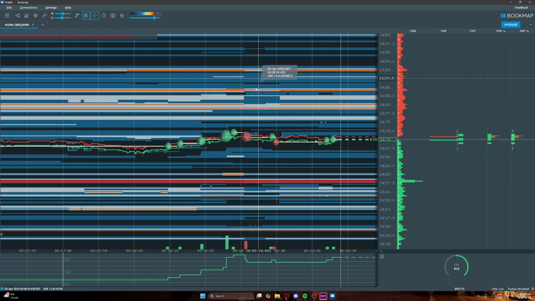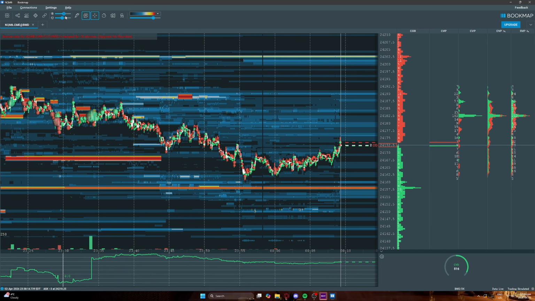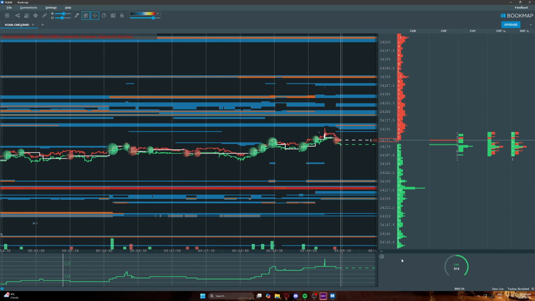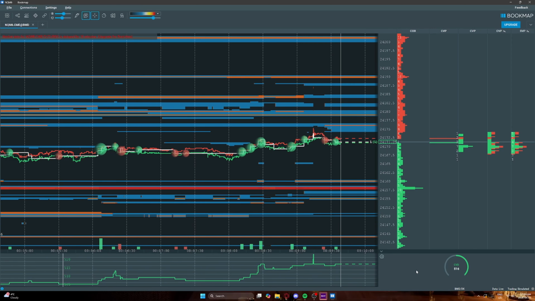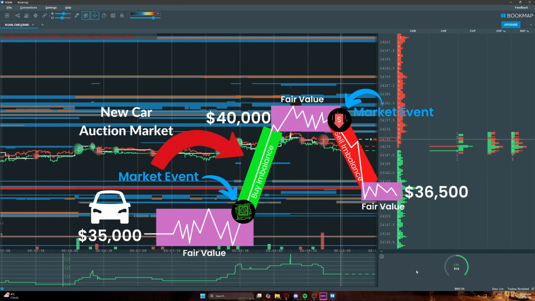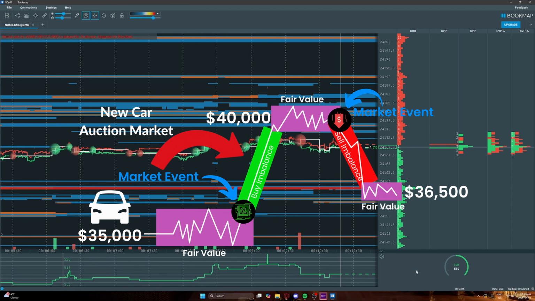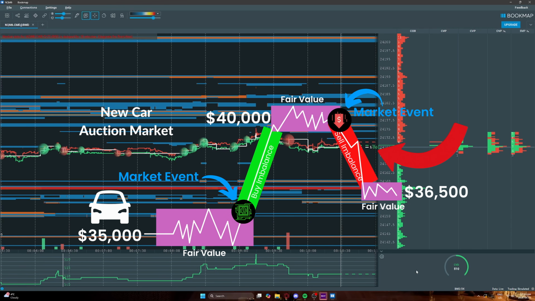Think of a live auction. The auctioneer keeps raising or lowering prices until buyers and sellers agree on value. Financial markets work the exact same way. When buyers become more aggressive than sellers, price moves higher in search of new sellers. When sellers become more aggressive than buyers, price moves lower in search of new buyers.